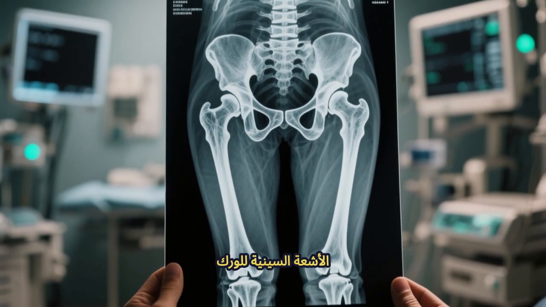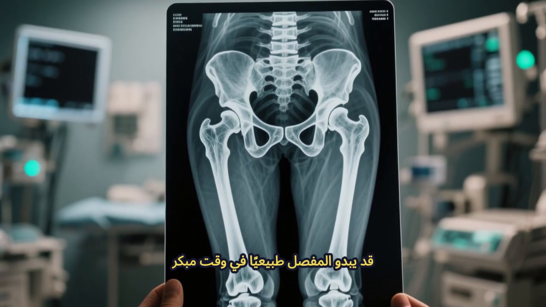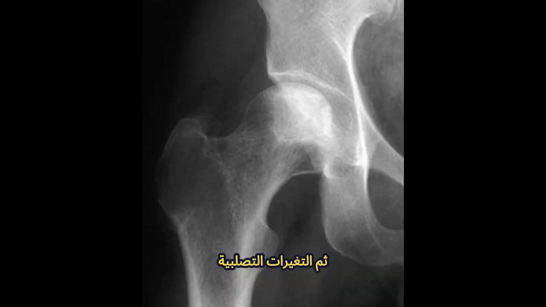The imaging: X-rays of the hip joint may look normal early, but later show osteolytic changes, sclerotic changes, fragmentation, subchondral fractures or crescent sign, and collapse with deformity of the femoral head.